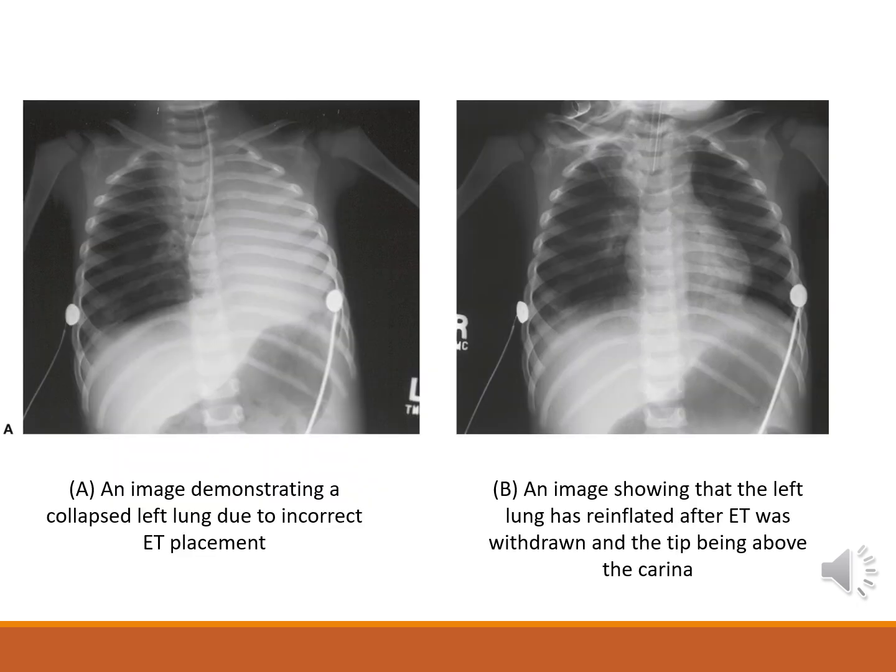As you can see here, image A is demonstrating the collapsing of the left lung due to improper ET tube placement. The ET tube is in the right bronchus, which is causing the left lung to collapse. That's why the left side of the chest is all white and gray, and the lung is not full of air since it has collapsed. Image B shows the left lung has reinflated after the ET tube was withdrawn, and the tip being above the carina, which caused the inflation of the left lung properly.